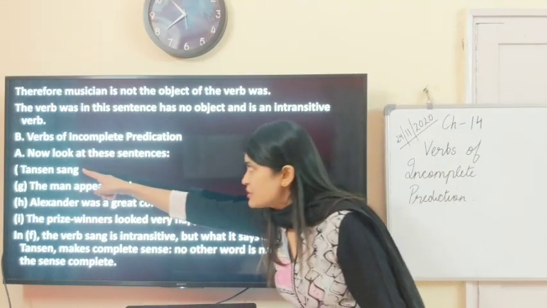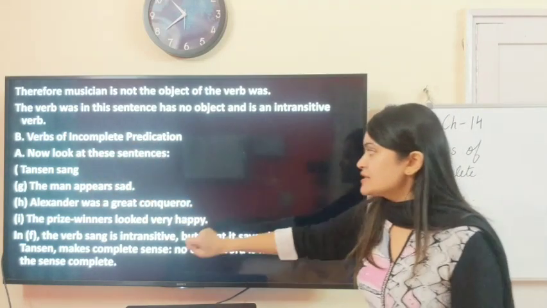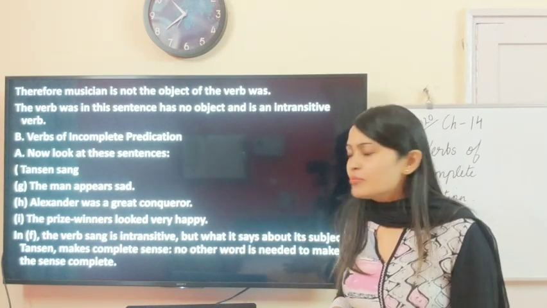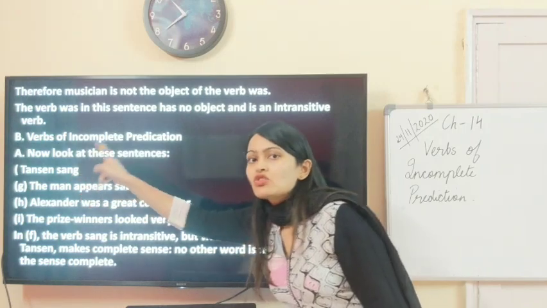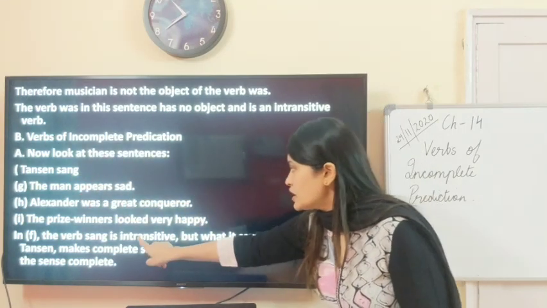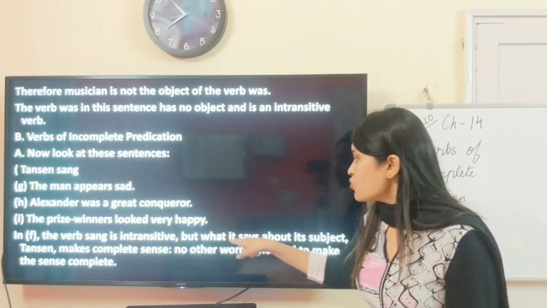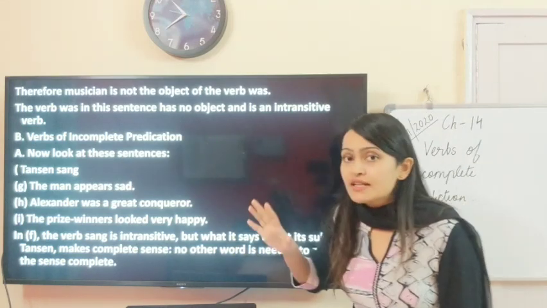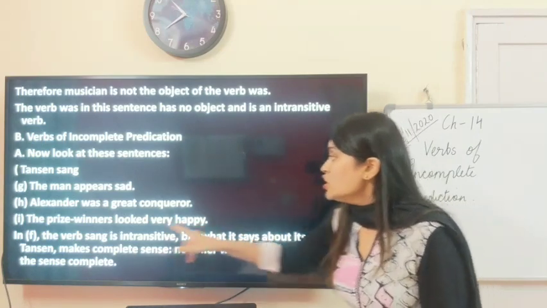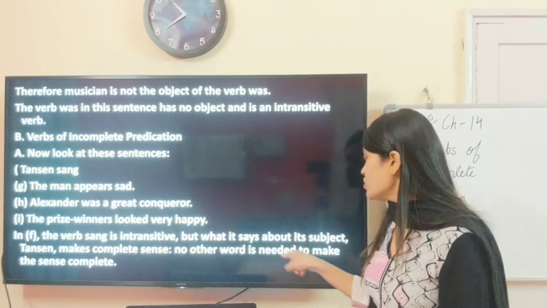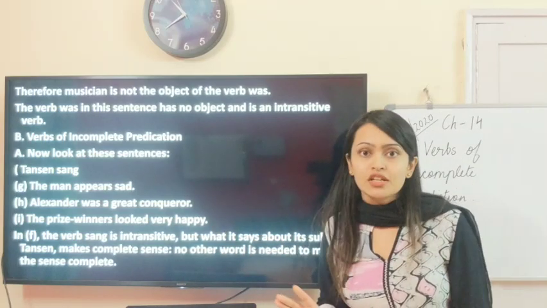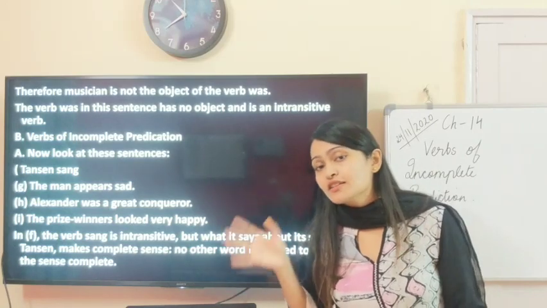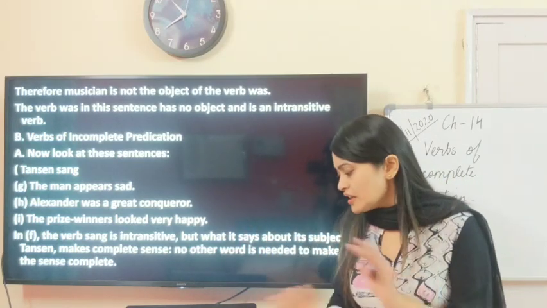The first example: Tansen sang. Let's study this example. The verb sang is intransitive. Why? Because the action sang is not being passed to an object. So there is no object, it is intransitive. But what it says about its subject, who is the subject? Tansen. It is telling us something about the subject, which makes complete sense. No other word is needed to make the sense complete. So Tansen sang is making complete sense. We do not require any other word.